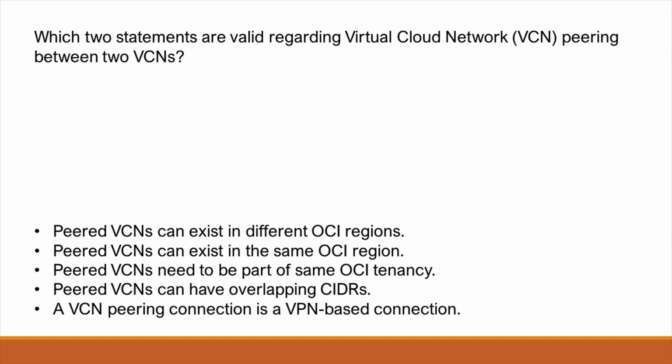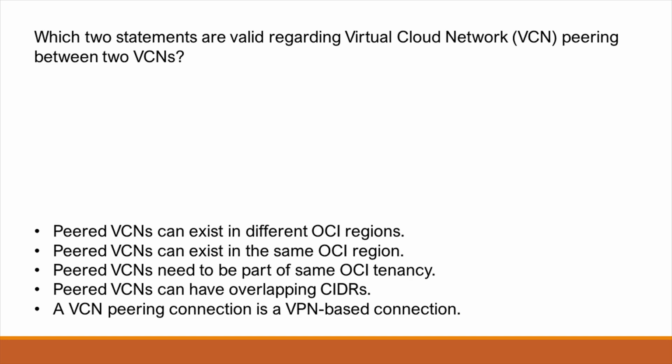Which two statements are valid regarding Virtual Cloud Network, VCN, peering between two VCNs? Options we have for this question are peered VCNs can exist in different OCI regions. Peered VCNs can exist in the same OCI region. Peered VCNs need to be part of the same OCI tenancy. Peered VCNs can have overlapping CIDRs. A VCN peering connection is a VPN-based connection.